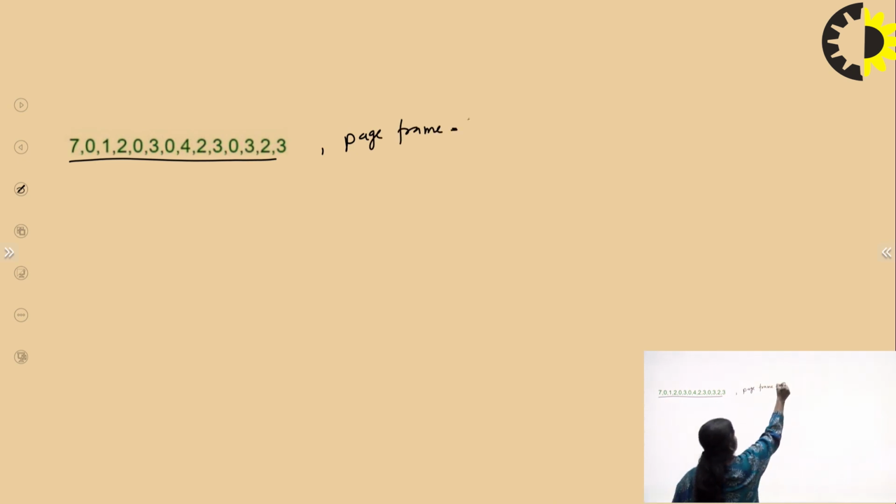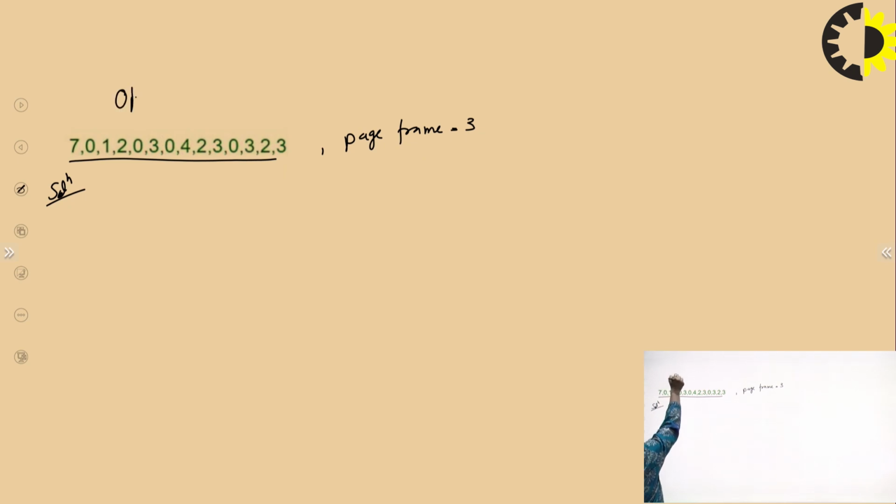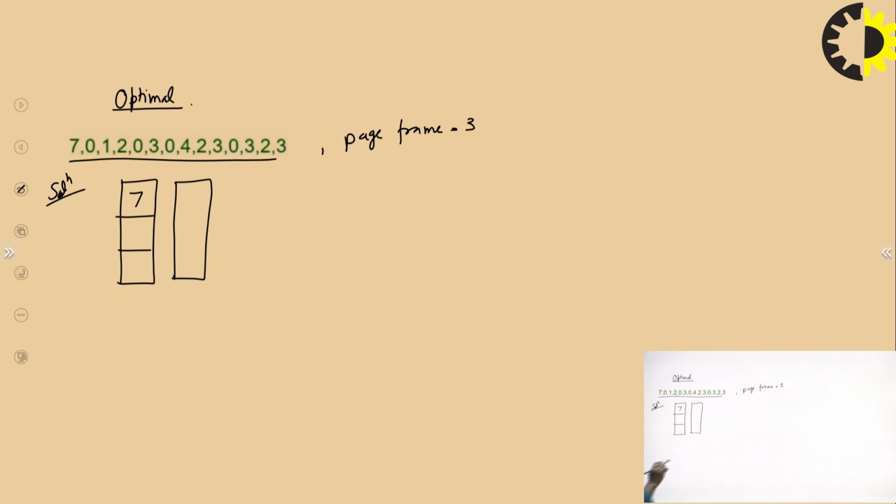Here the page frame size is 3. Fine. And you have to find the optimal solution. This is the optimal page replacement algorithm. Now again you have to draw the 3 frames. First you have to write the 7, and always don't write 7, 0, 1 or all the 3 values in the same page frame at the same time.